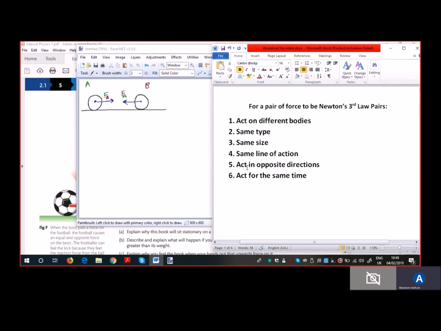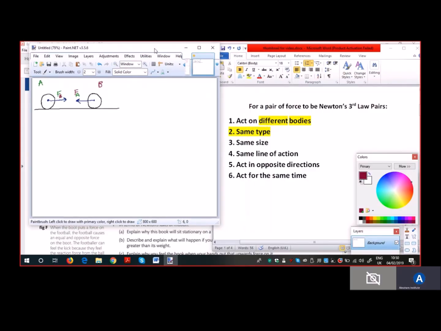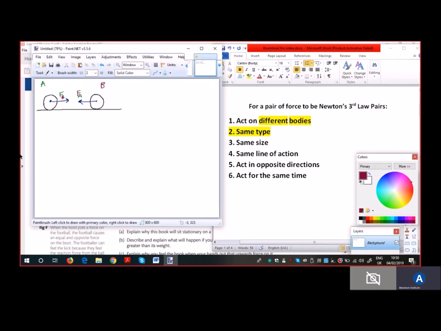Now, there can be other forces very similar to this, which have the same size, same line of action, which act in opposite directions, but they may not act on different bodies. And they may not be the same type. The reason I wrote this first is because of that. So different bodies, same type. You can use this to identify whether it is a Newton's third law pair. I'll give you one example where a lot of students get confused. And there are also past paper questions related to what I'm going to show you now.